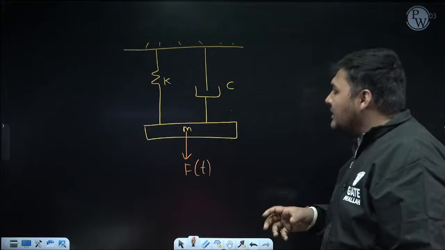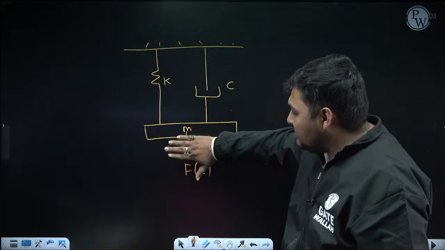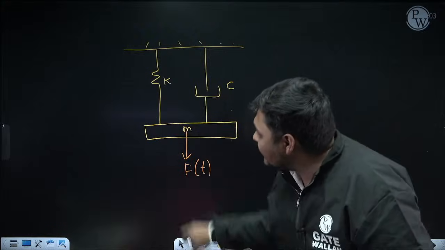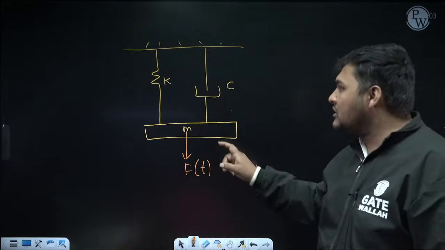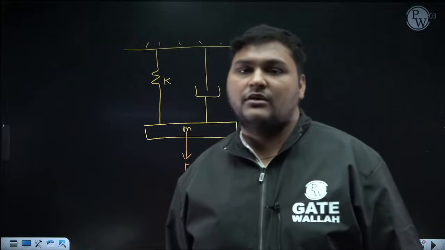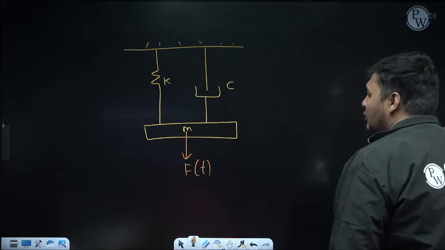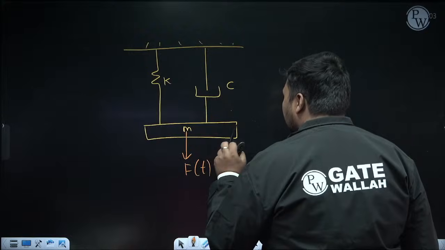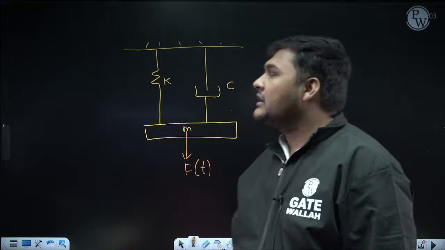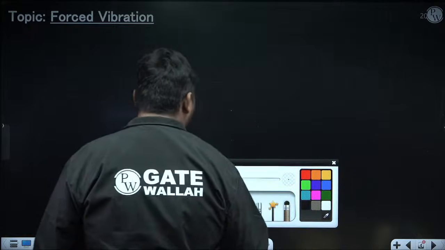Just for a feel, suppose this is the mean position. Now I continuously apply a force like this, varying with time in the direction of vibration, and due to this force, vibration is occurring. That vibration is known as forced vibration. In our syllabus we have to study the case when the external force applied in the direction of vibration is a harmonic force, in the form of sine or cos. We will discuss the general case of forced vibration, and generally questions will come from this general case.